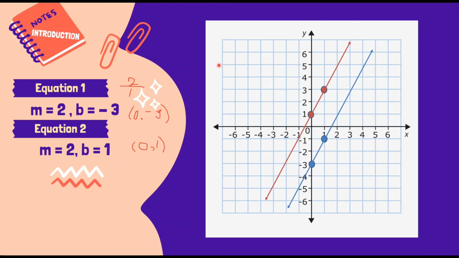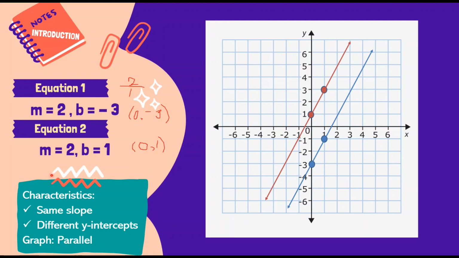Now, what have you observed on our graph? Yes. So, they are parallel. So, tama pala yung nagawa natin kanina doon sa pagsosolve ng slope and y-intercept. So, without graphing, we can identify kung anong kind ng graph yung ating mabubuo. So, our characteristics are same slope and different y-intercepts, that is parallel.